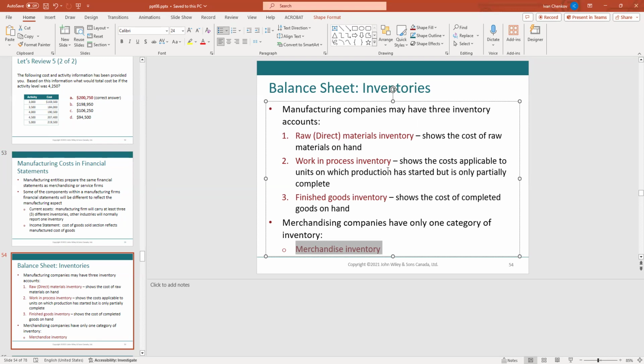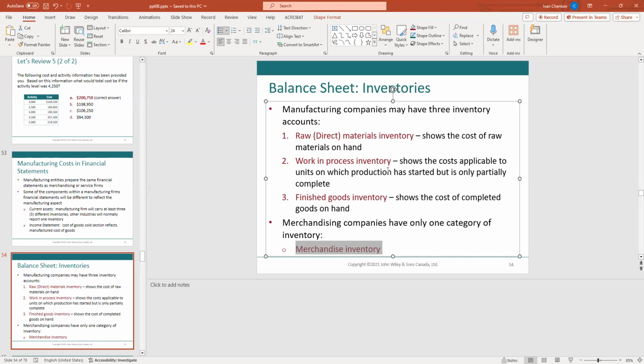Now, the service company is only going to provide service. The amount of inventory in those companies will be very small. The merchandising company is buying finished product and selling finished product. They're not involved in manufacturing; they're just buying and selling. Because they're only buying and selling, they're going to have only one inventory account, which is their merchandise inventory.